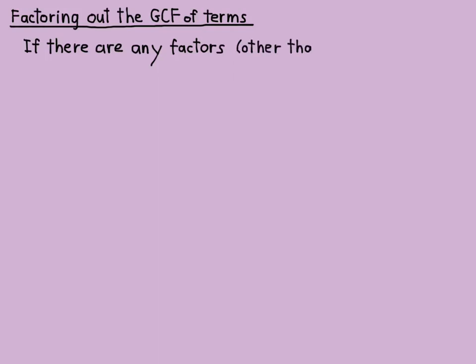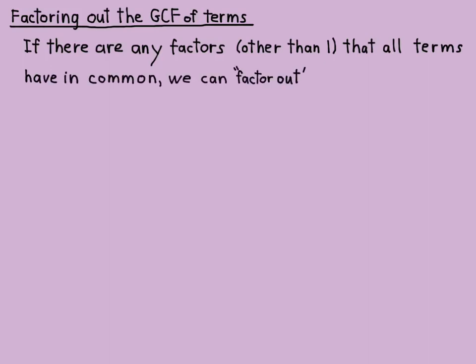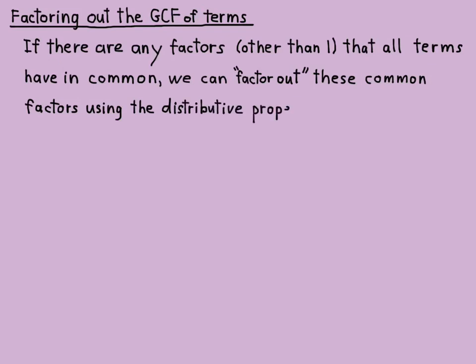If there are any common factors other than 1 or minus 1 that all terms have in common, we can factor out, we call it factoring out, these common factors using the distributive property. We're using the distributive property backwards from the way people normally think of using it. Normally people think of the distributive property as going from here to here. We're going from here to here. I did that example with the known integers, and this is exactly the same thing. I just wrote letters instead of known integers.